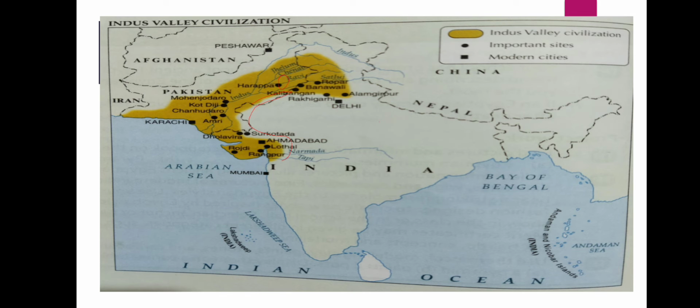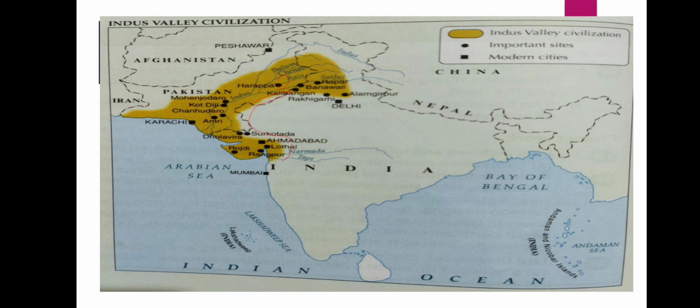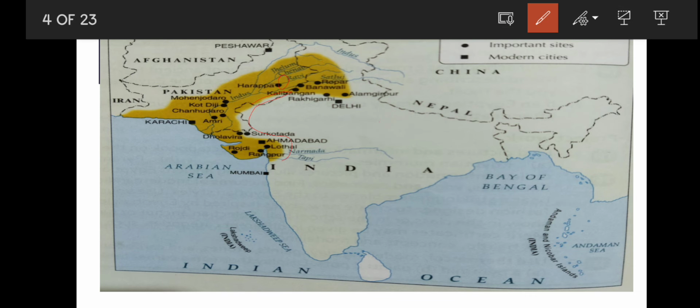You can see here. Now, presently, the Harappan sites are situated in Montgomery district in Punjab. You can see Montgomery in Punjab, basically it will come here. This part of the Punjab we can see, and both are now in Pakistan. We can also see Mohenjo-daro and Kot Diji, which are presently situated in Pakistan.